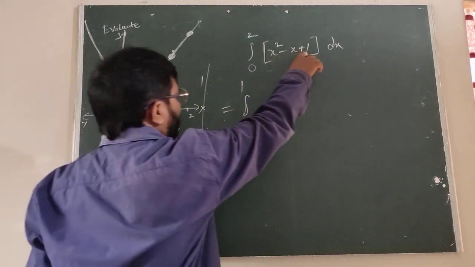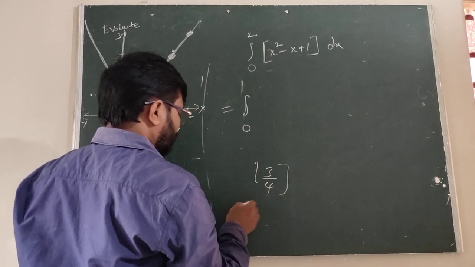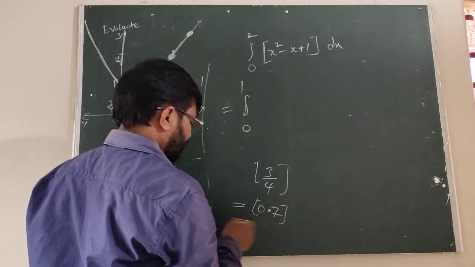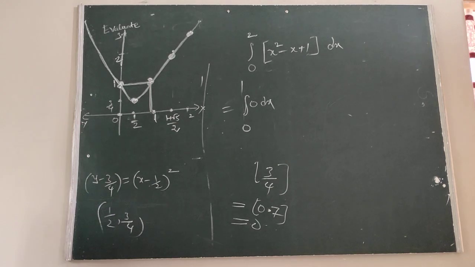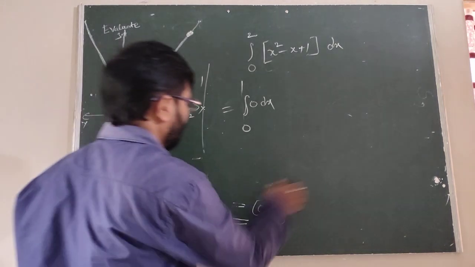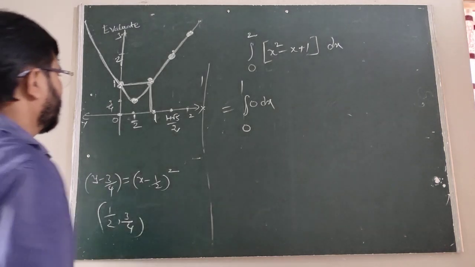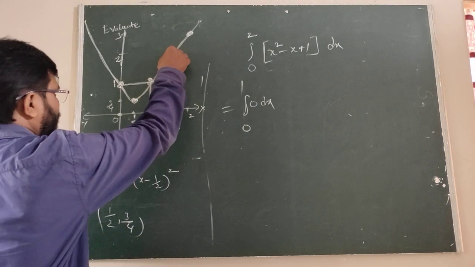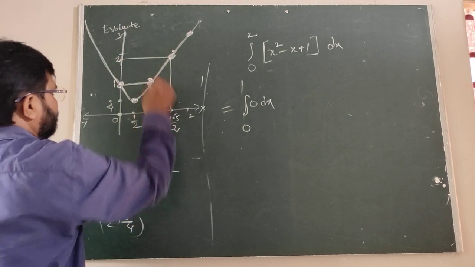What is the value of the step of 3 by 4? The step of 3 by 4 is undoubtedly 0, since 0.75 has greatest integer 0. So this is the 0 dx. Now we have to find the other value. All of you listen. Now we are taking, suppose, 1 to root 3 by 2. This is the 1.